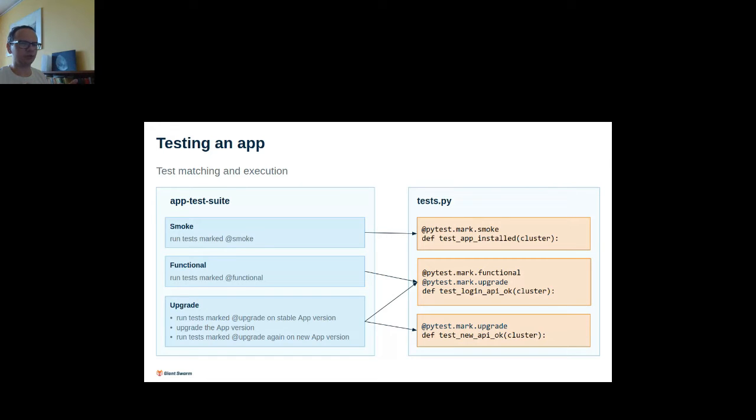And this functionality should also be working before an upgrade and after the upgrade, right? That's pretty natural. So the upgrade scenario executes everything that is marked upgrade, but on a chart that is not the one that you're building, but the one that is the latest stable, then does the upgrade of your app, and then executes all the upgrade tests again to make sure that what you want to be working works also after the upgrade.